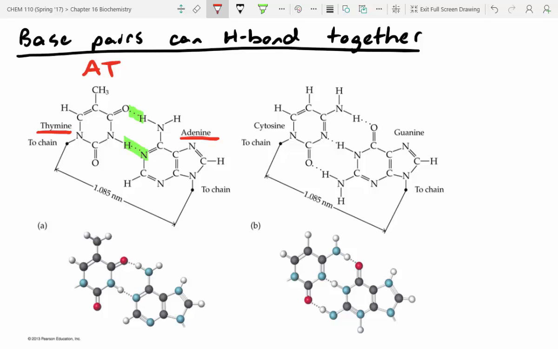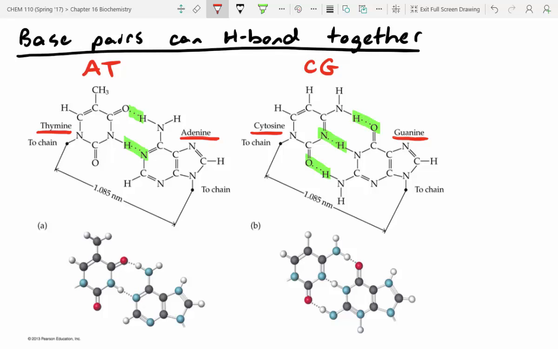If we look at the ones on the right-hand side, we've got one hydrogen bond here, another hydrogen bond here, and another hydrogen bond here. So we've actually got more hydrogen bonding between these base pairs. And this always occurs between cytosine and guanine. So this would be CG.